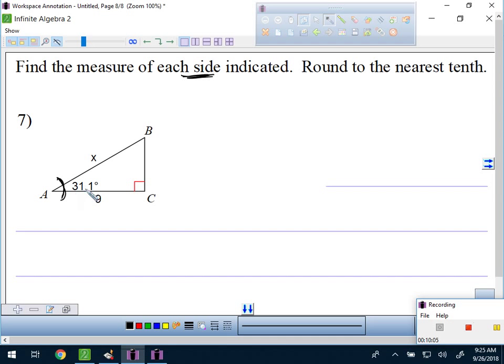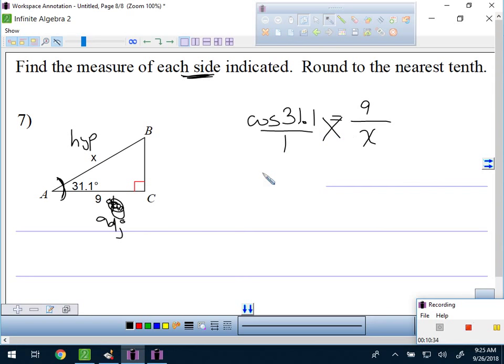Now, if that's the angle I give you, that means that the 9 is the adjacent, ADJ, and then the x is the hypotenuse. Since I know adjacent and hypotenuse, I'm going to use the trig ratio, cosine. So I'd write cosine of 31.1 degrees equals adjacent, which is 9, over hypotenuse of x. And so now you can just simply put this over 1, cross multiply, so I'm going to get x cosine of 31.1 is equal to 9, and then to solve this for x, divide by cosine of 31.1. And so that'll give me my answer for x.